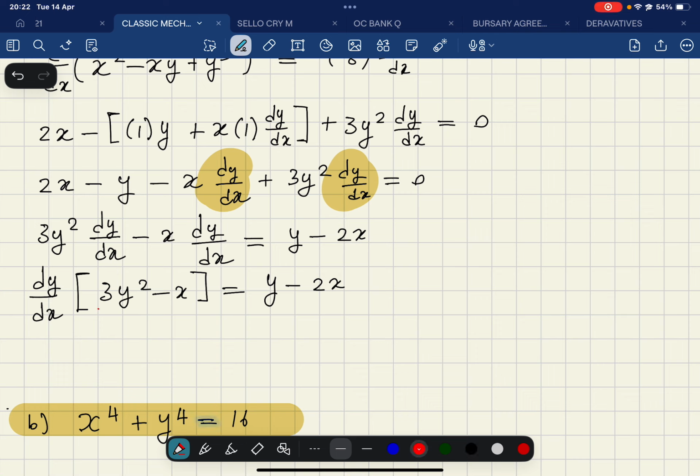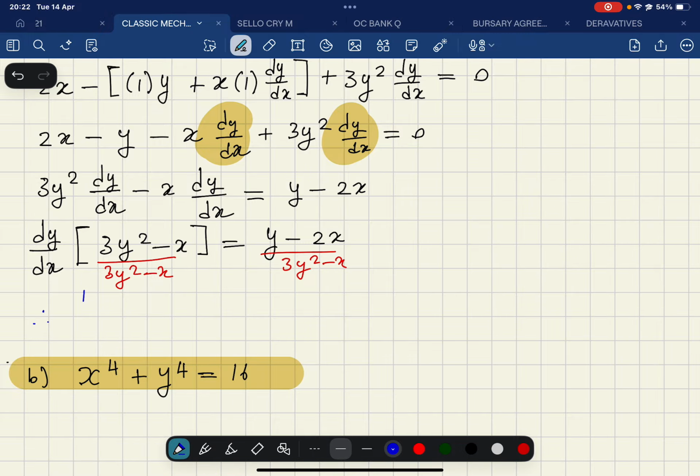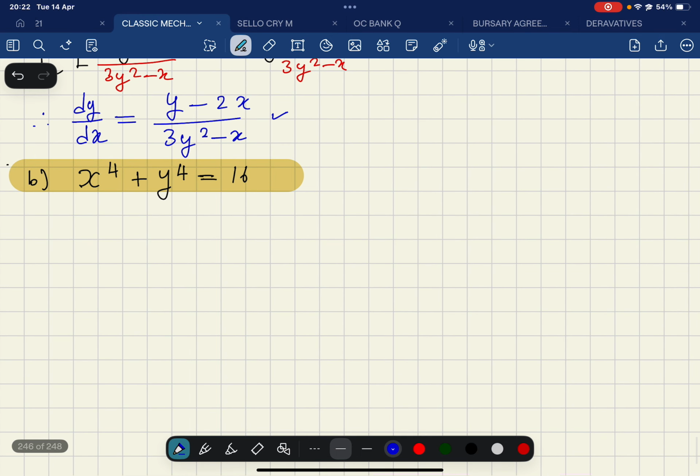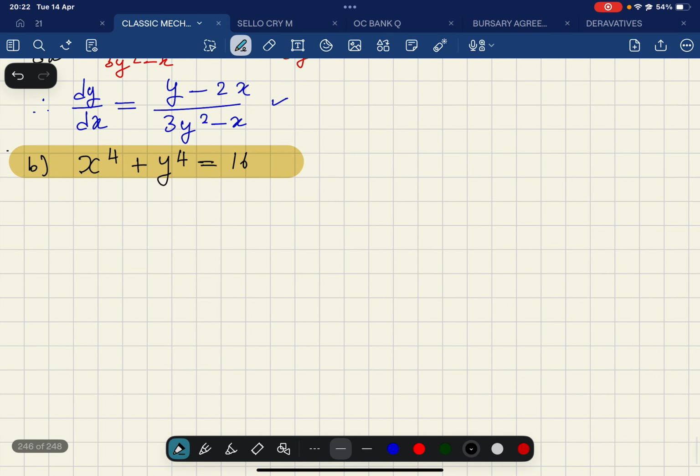Then from there I divide both sides by 3y squared minus x. Then from there my dy over dx is equal to y minus 2x divided by 3y squared minus x. Then that's your final answer. Then let's go to letter B. To letter B, we're going to do the very same thing.